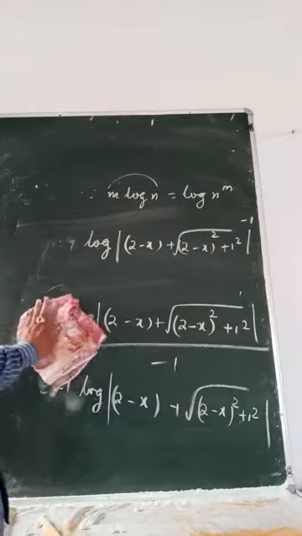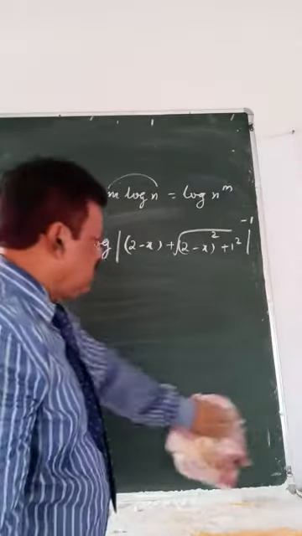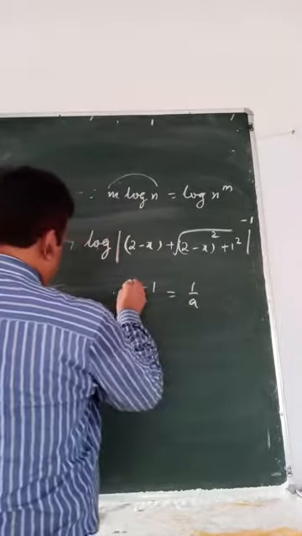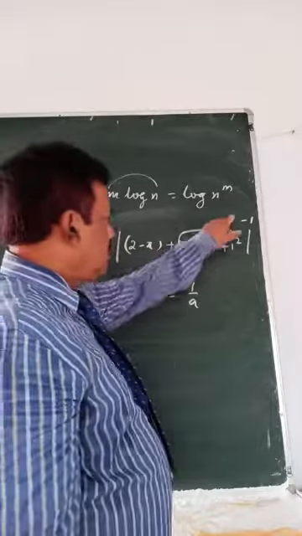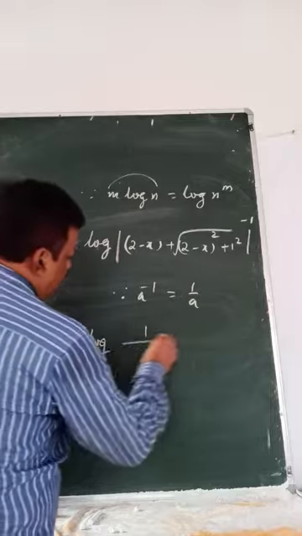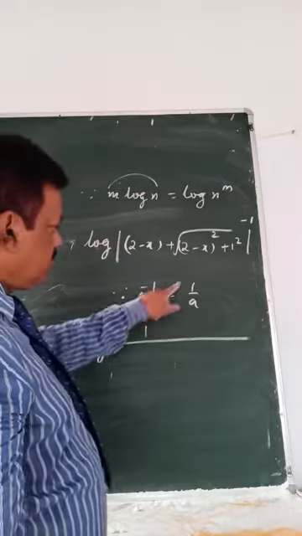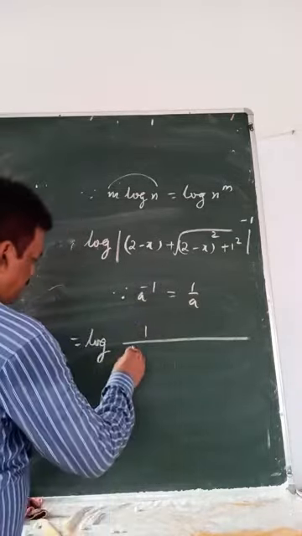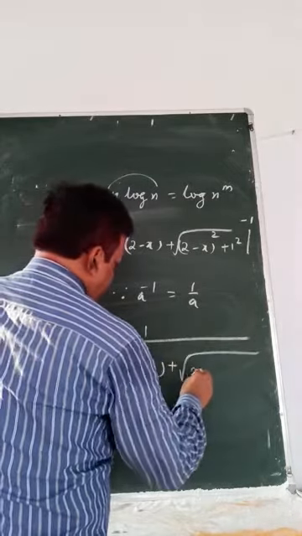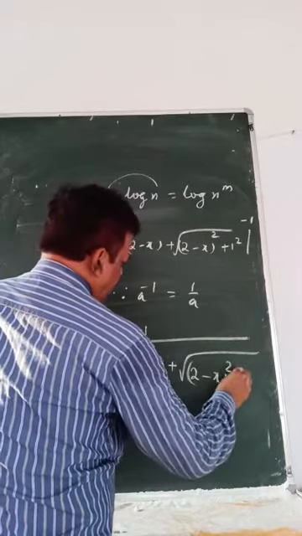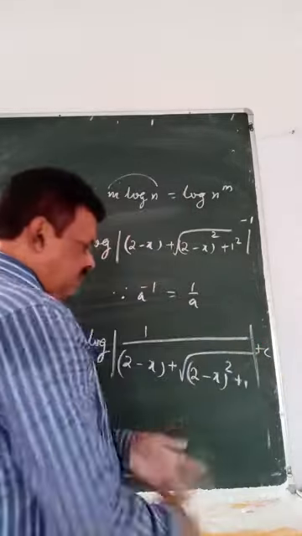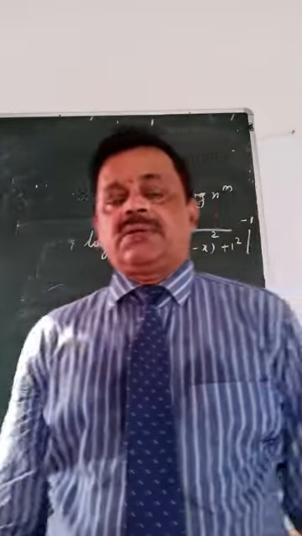So power is minus 1 means a to the power minus 1 is what? 1 by a. That means this part will be 1 by this. So the final answer is log of 1 by, because a to the power minus 1 is 1 by a, this will be 1 by 2 minus x plus square root of 2 minus x whole square plus 1, plus a constant. So this is an application of the 6th standard formula; we will be studying more tomorrow.